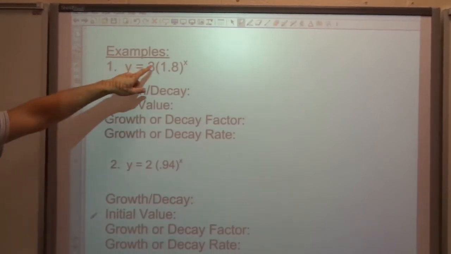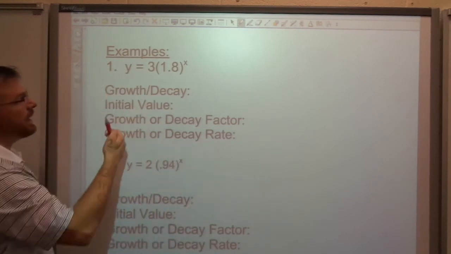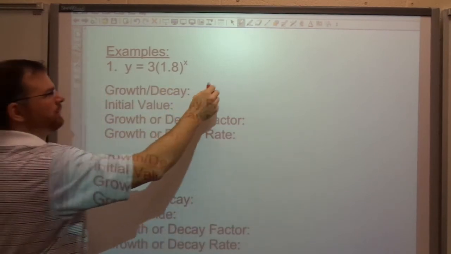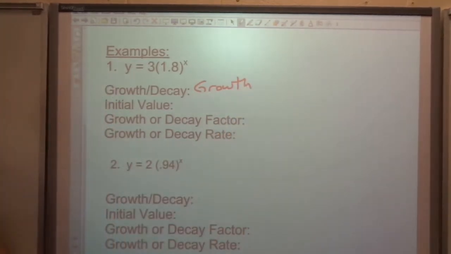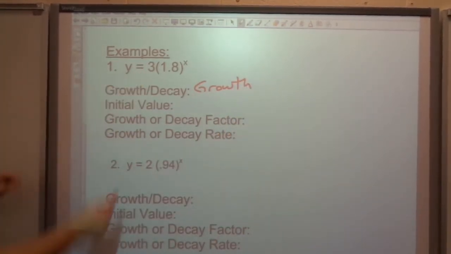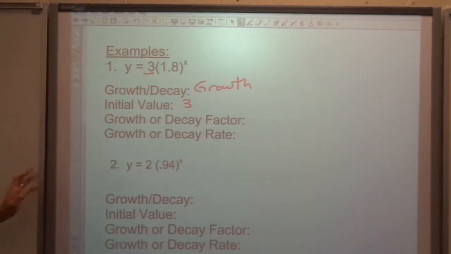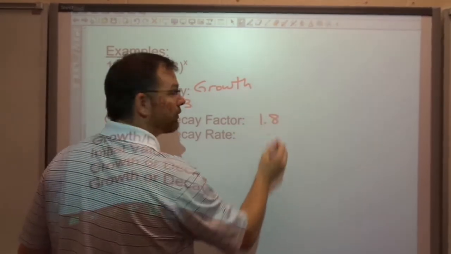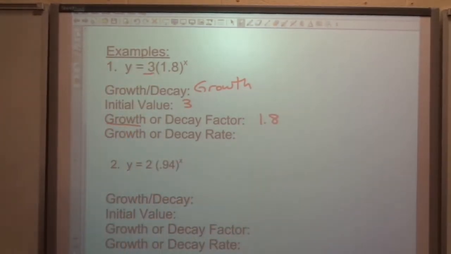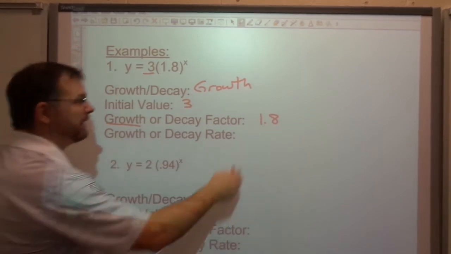Y equals 3 times 1.8 to the x. So is it growth or is it decay? This number is bigger than 1, so it is growth. What's the initial value? Well, that's the number here. That's my a value. That's how much I'm starting with. Growth or decay factor is this 1.8. It is a growth factor. And the rate, how much above 1 is it? 0.8.